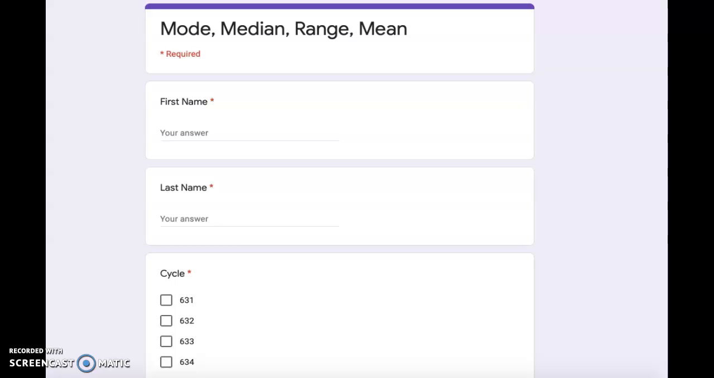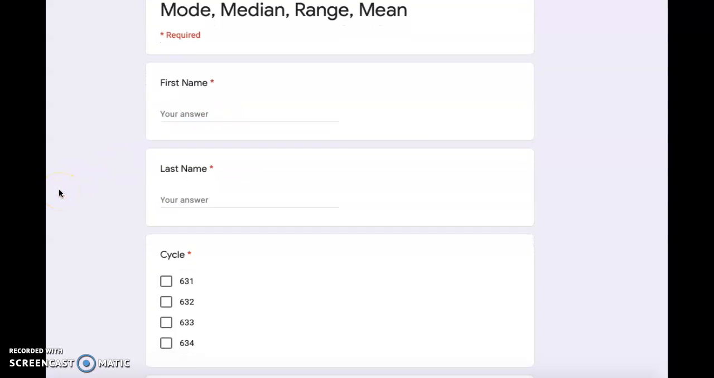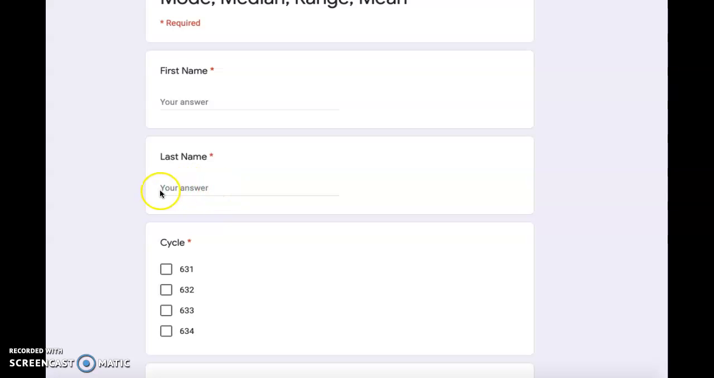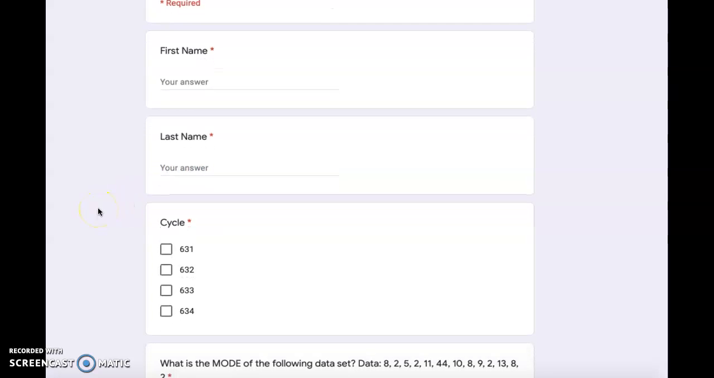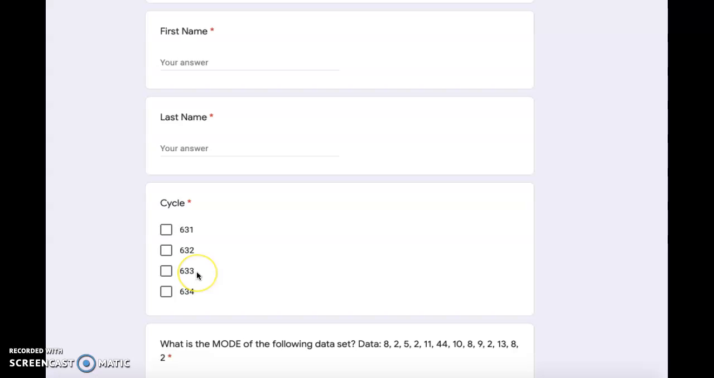Mode, median, range, mean. You're first going to type your first name in the box here. You are then going to type your last name in the box here. You are then going to select your cycle number.